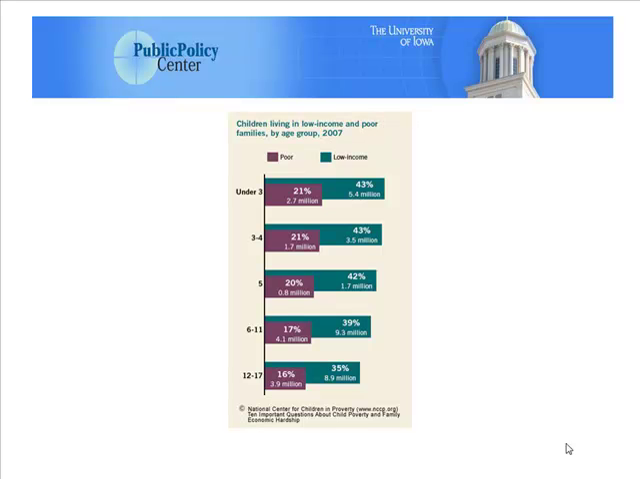Something we sometimes forget, given that we're defining poverty at a relatively low level and kind of arbitrarily, is how many people are near poor, or how many people make an income that is within 200% of the poverty line. These green bars represent that total for children at different ages. Among children under 3 in the United States in 2007, some 43%, 5.4 million, live in homes within 200% of the poverty line. And the number actually goes down as children get older.